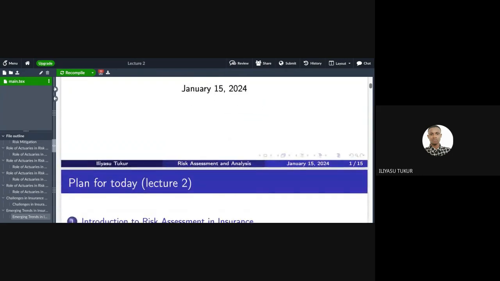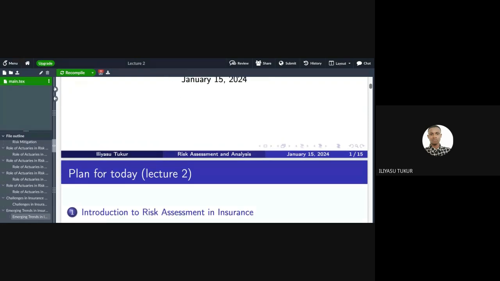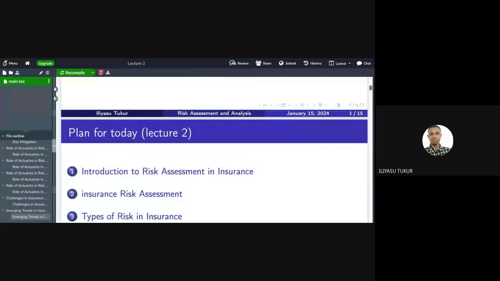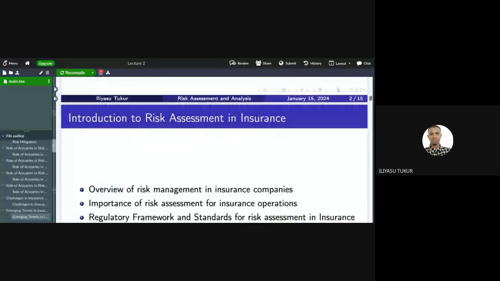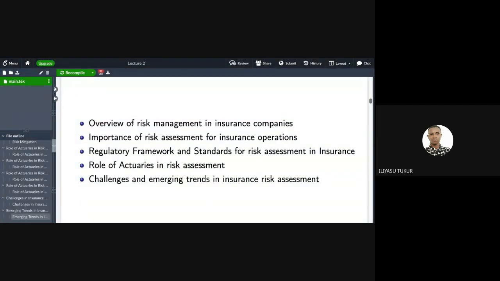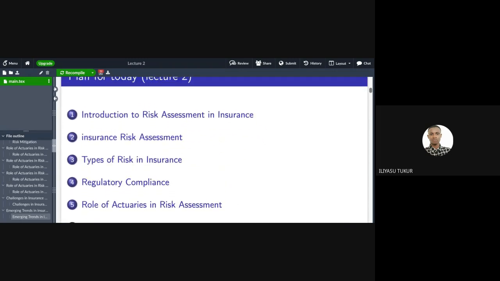Yeah. So today we are going to look at introduction to risk assessment in insurance, and that is according to the plan. So the plan is to look at the overview of risk management in insurance company, importance of risk assessment for insurance operation, regulatory framework and standard for risk assessment in insurance. We look at also role of actuaries. We try to see the challenges and the emerging trend in insurance risk assessment. So that is the plan for today.